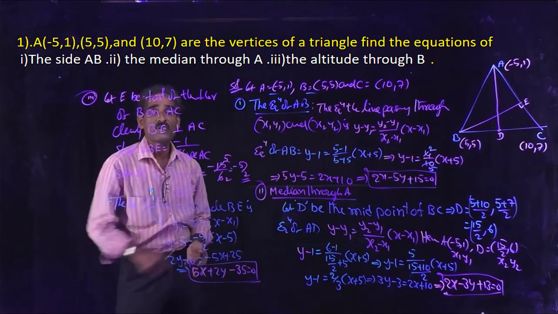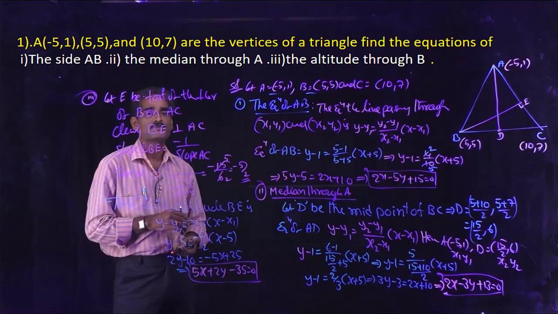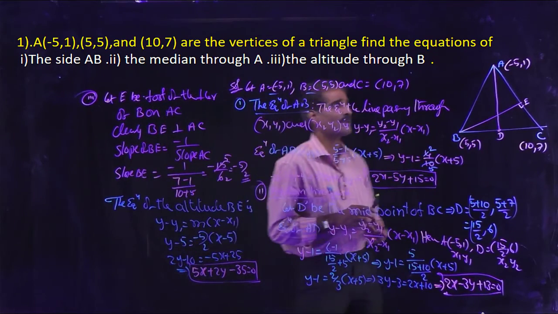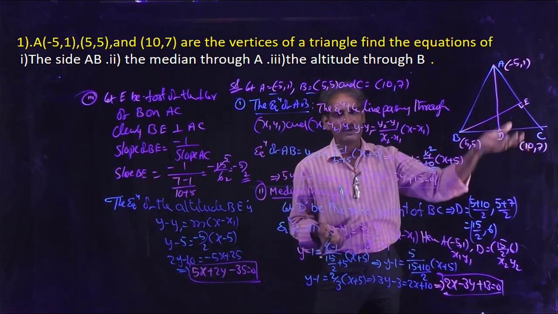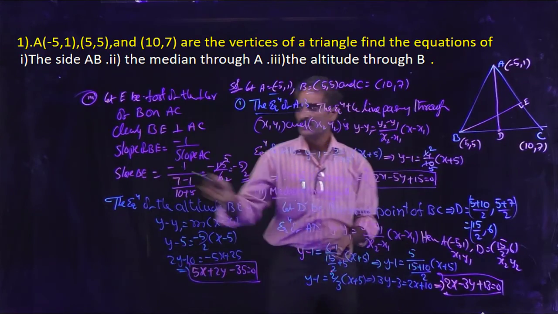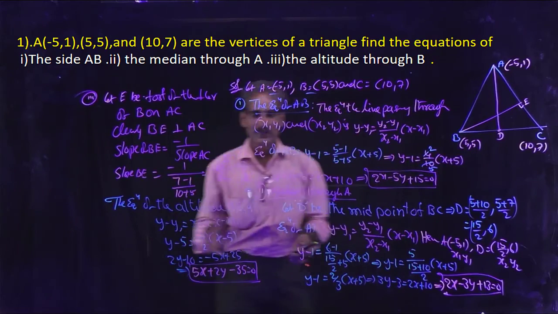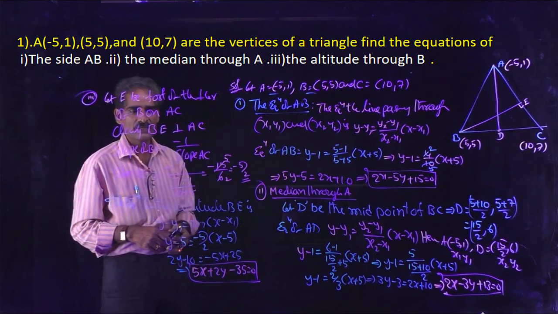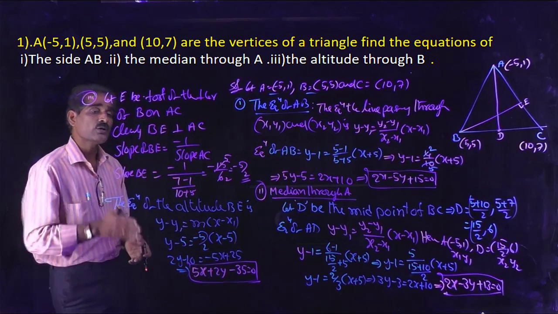This is how to find the altitude through B. The altitude through B means the line passing through B and perpendicular to the opposite side. That means BE is perpendicular to AC. If you know the slope of AC, you can find the slope of BE. Slope of BE is equal to minus 1 by slope of AC. So slope of BE is equal to minus 5 by 2 and passing through 5 comma 5. By using the point slope formula, we can write the equation of the altitude BE. So this is how to find the median, altitude and side.